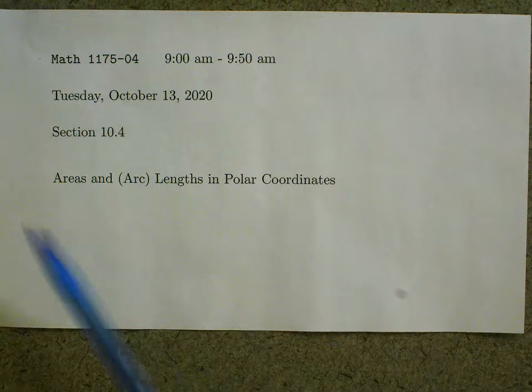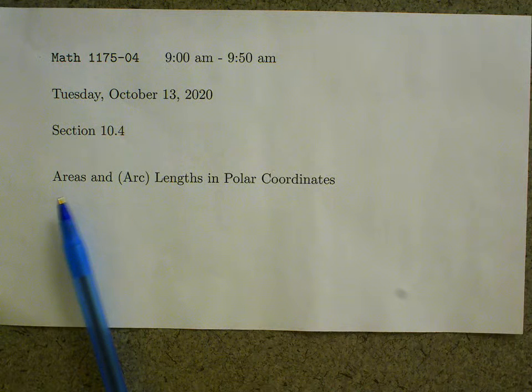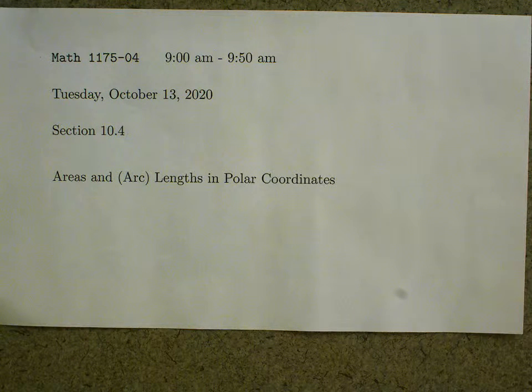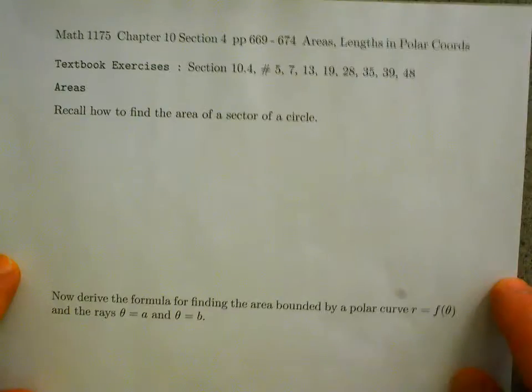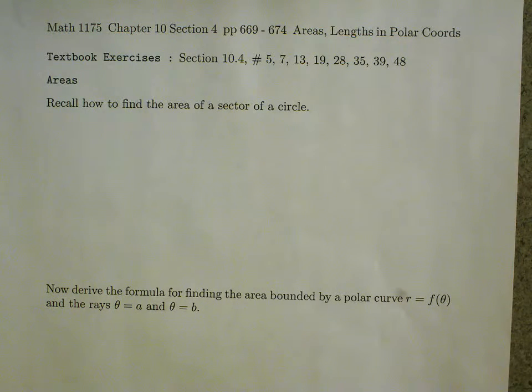Today we'll be in section 10.4. The topics are areas and arc lengths in polar coordinates. First, we will review how to find the area of a sector of a circle.